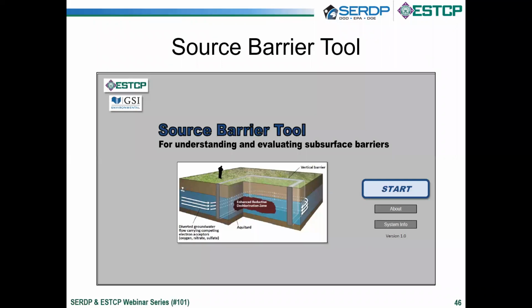Now, in preparation for the field demonstration, we did a lot of background research on all types of barriers, including permeation grouting, and wanted to crystallize all this knowledge in one place, which became the Source Barrier Tool. And so this shows the main user interface of the toolkit, which runs on Excel 2016.